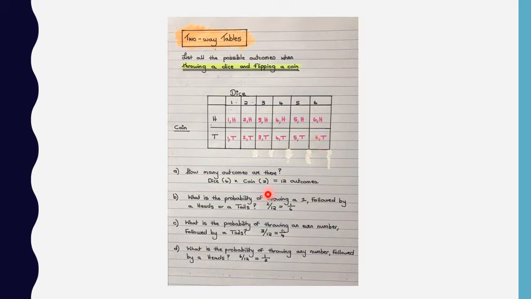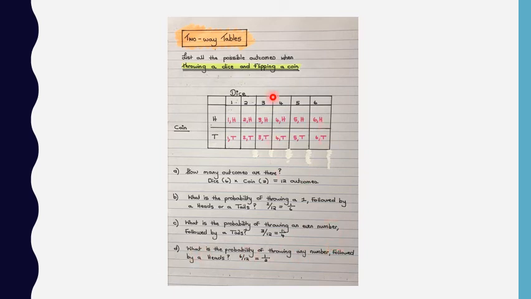Okay, so let's just look at that one again. What is the probability of throwing an even number followed by a tail? So an even number is either the 2, the 4s, or the 6s. With number 2, there's only 1 followed by a tail after that. Number 4, there's only 1, so it's 1, 2, 3 out of 12. Simplified is a quarter.